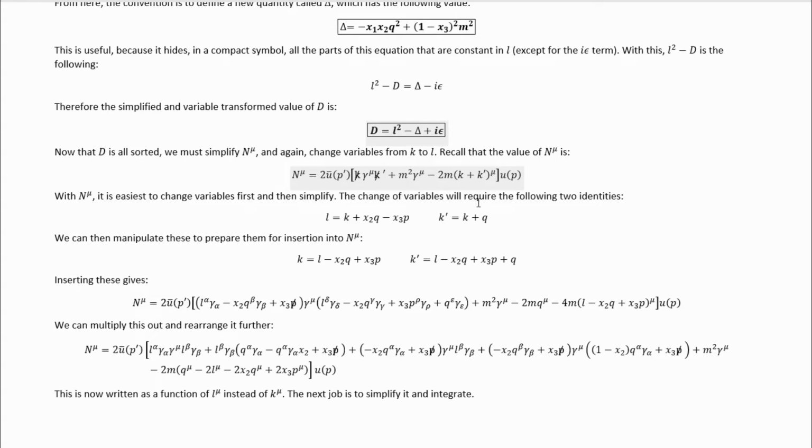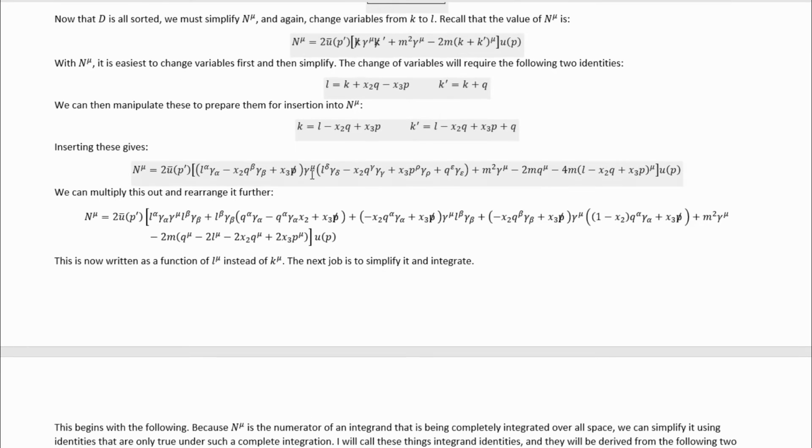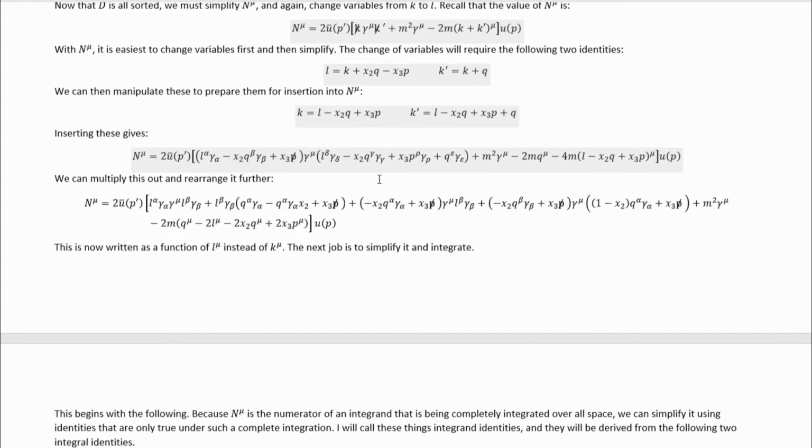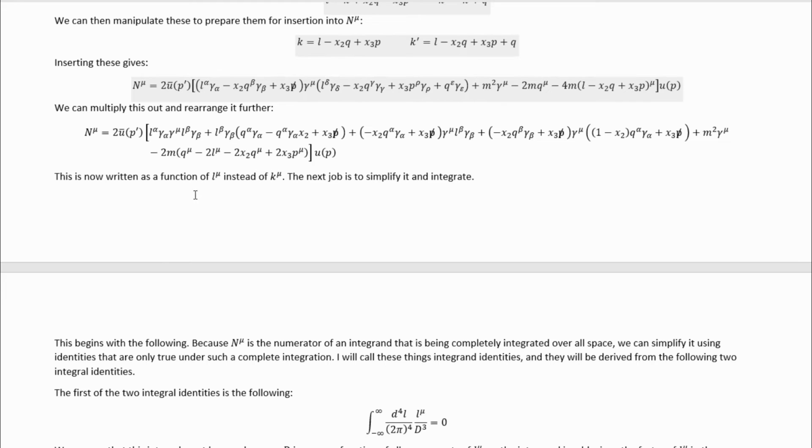The change of variables will require these two identities, which can be manipulated into a form that's directly substitutable into n mu, which is these two equations. Substituting that in gets us here, and I've also written some of the Feynman slash notation in index notation. We can multiply this out and rearrange it further to get to this. This is now written as a function of L mu instead of K mu. The next job is to simplify it and integrate.